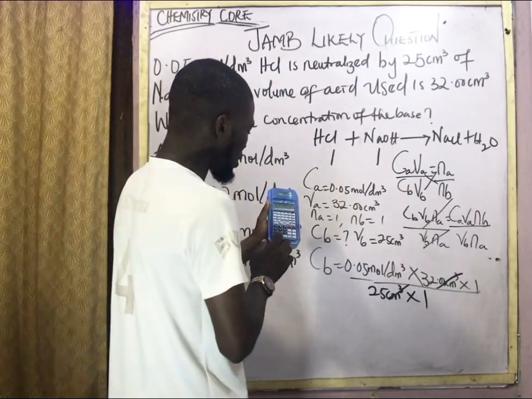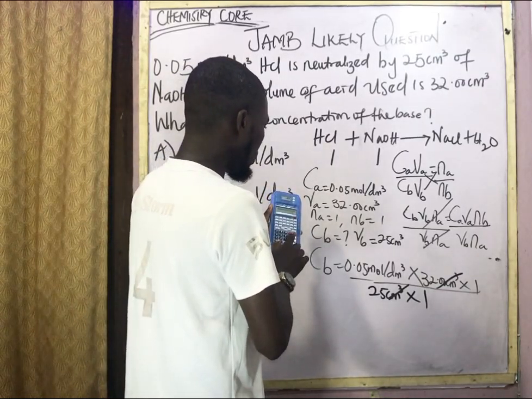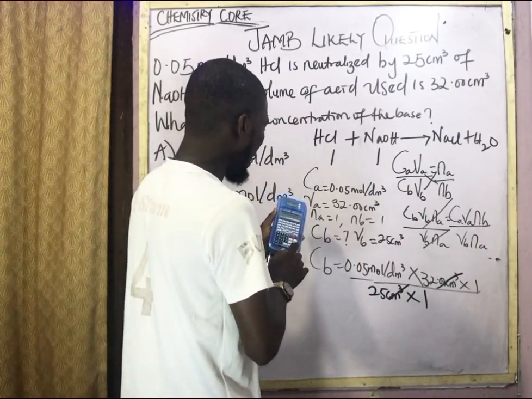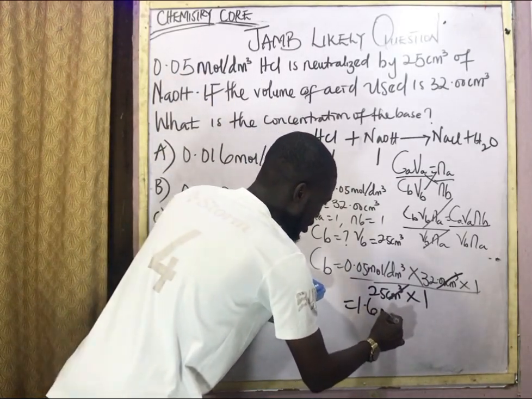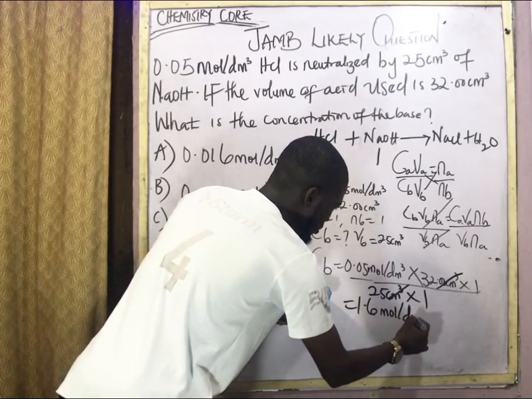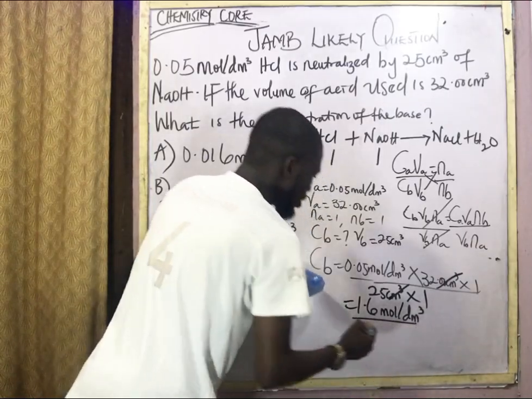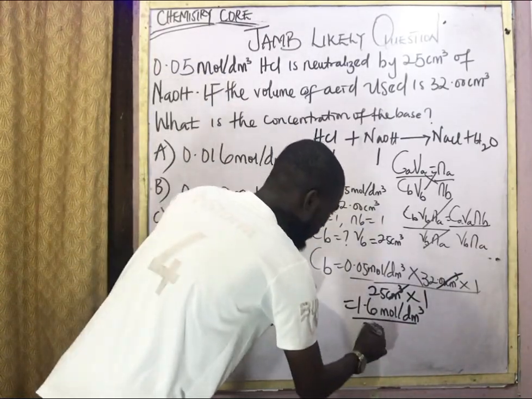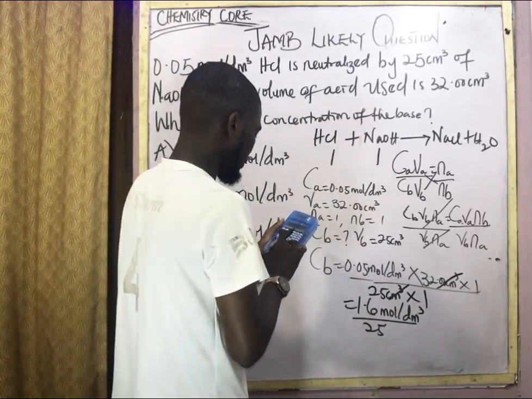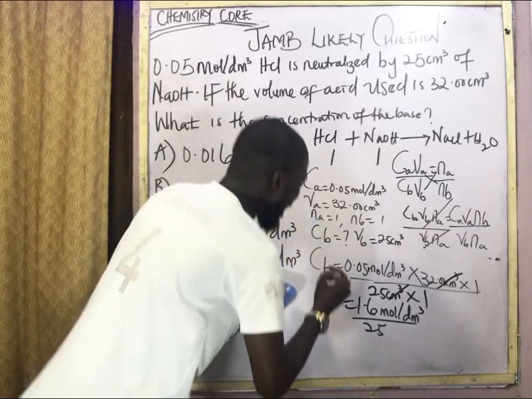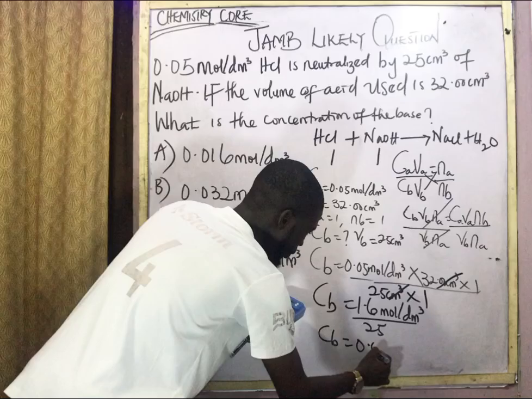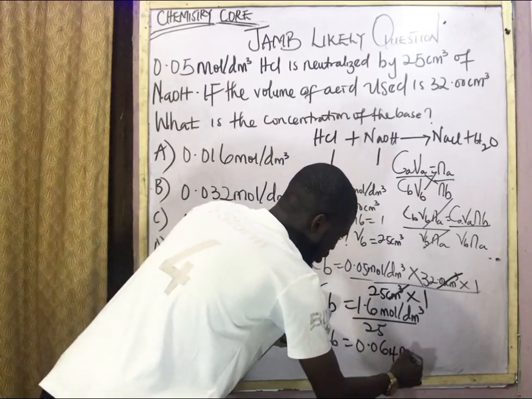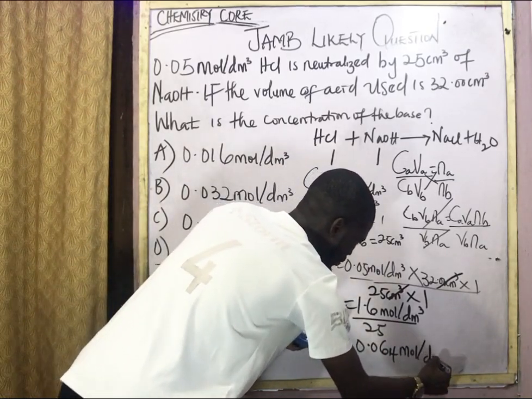So let's punch our calculator. It is 0.05 multiplied by 32 multiplied by 1. So we have 1.6 mole per dm³, divided by 25. So when we divide it by 25, our Cb equals 0.064 mole per dm³.